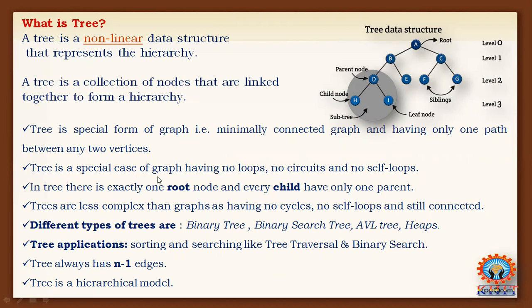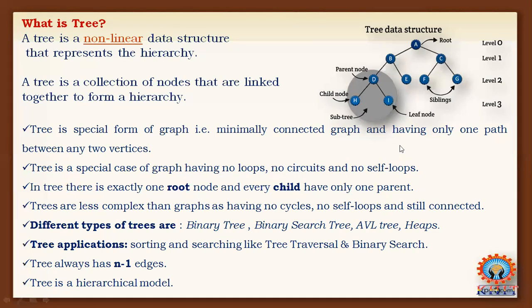A tree is a special case of a graph which has no loops, no circuits, no self loops. This is the condition. If you consider any tree, there should not be any cycles. A cycle should not be formed in the tree. No loops are formed in a tree. No circuits also; circuit in the sense here, circles, a circle is not formed.